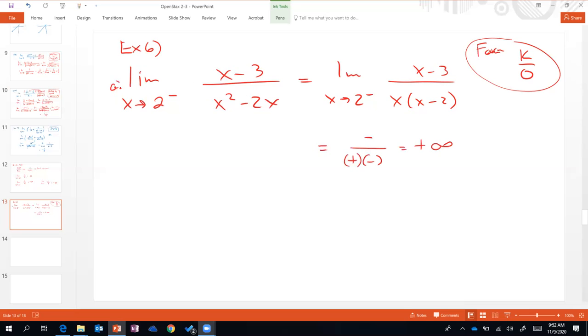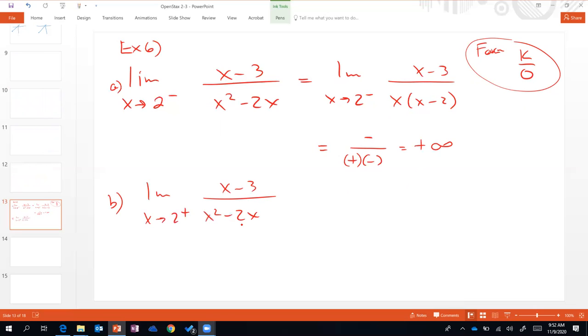Sorry, let me mark this as A. Let me jump to this one as B. Switch it around just a bit. All right, let's see if this makes sense here. Limit as x approaches 2 from the positive side, or the right side. And I'm going to factor it out. See things individually. And now we go with it here.